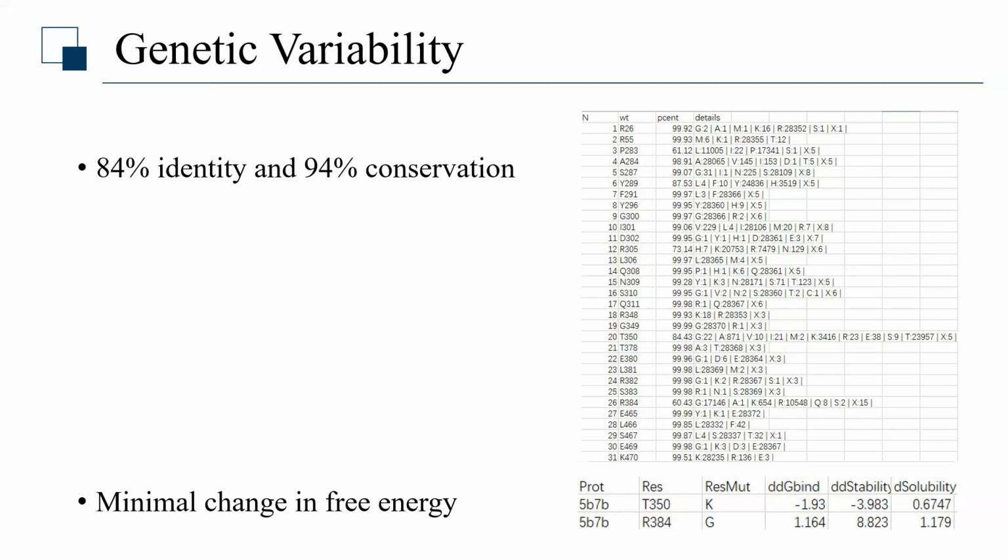So out of these 33, 94% are almost completely conserved across influenza A viruses. However, genetic variability is observed at residues R350 and R384. While this structure contains these residues, other influenza A strains have non-conserved single amino acid substitutions at these positions. Therefore, the effect of these genetic variations on nucleozin binding will be evaluated using the ICM function.